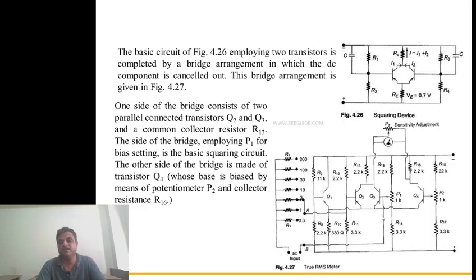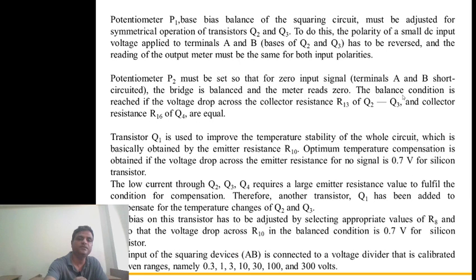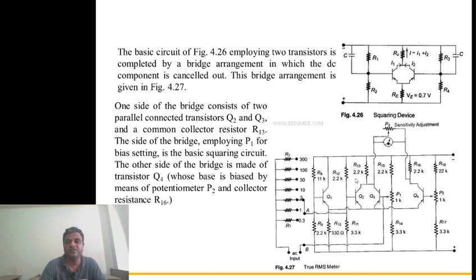Both of these are inserted in an emitter follower circuit, in a differential amplifier combination. In the differential amplifier combination we use this Q1 Q4. Between this Q1 Q4 we insert this particular circuit that is used as the squaring circuit. Here in 4.26 they have also given the same circuit. This particular potentiometer P1 sets the base bias voltage of the squaring circuit, which can be adjusted for symmetrical operation of transistors Q2 and Q3. See here, Q1 Q4 is symmetrical, Q2 Q3 is symmetrical.